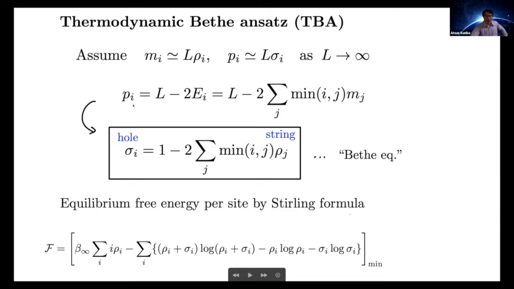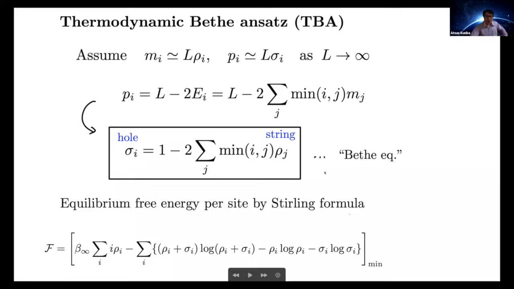But anyway, for the vacancy P_I, we had this formula. If we divide both sides by capital L and take this scaling limit, then I have the equality between the hole density and the string density. This M_J, as I explained in my talk yesterday, is the number of length-J strings. If I divide it by L, it becomes the string density with length J. This is a kind of string hypothesis translation of the Bethe equation, I would say. It will be used later.